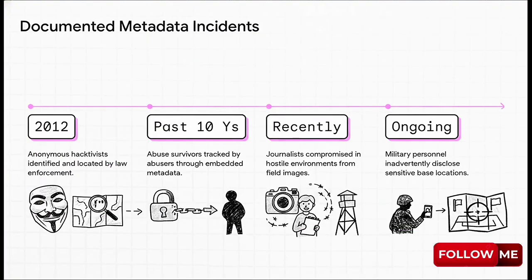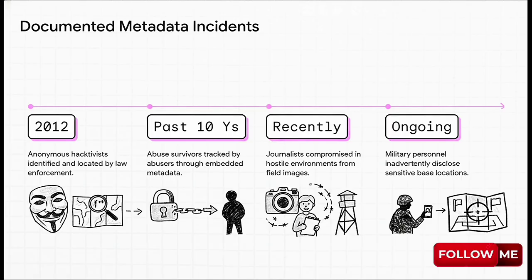Now, you might be thinking, look, I just take pictures of my garden. Why should I care if there's some metadata attached? Well, let's shift gears from the whole theoretical data collection thing to documented real-world harm. Because this invisible data stream, it's not just some minor privacy nuisance. It has severe real-world consequences. Let's trace this back a bit because it proves a definite pattern of vulnerability that affects absolutely everyone.